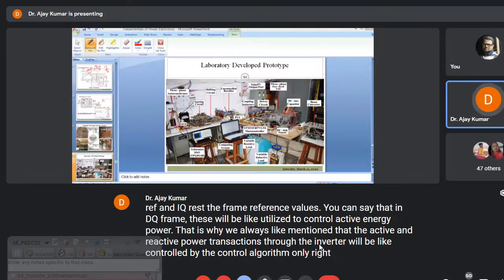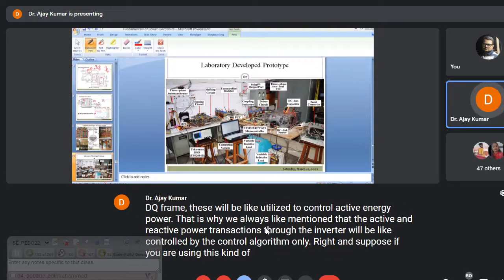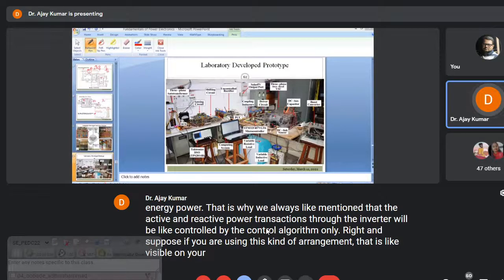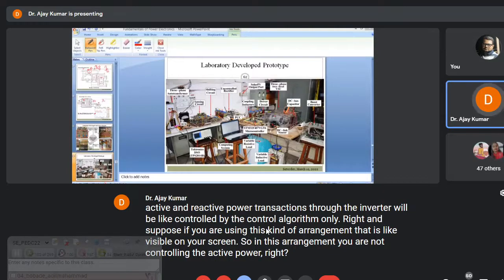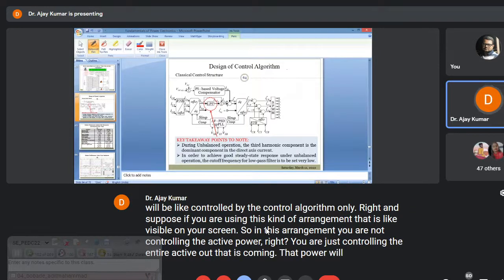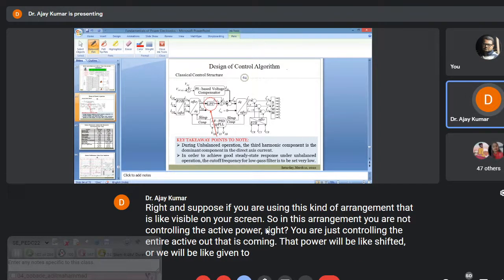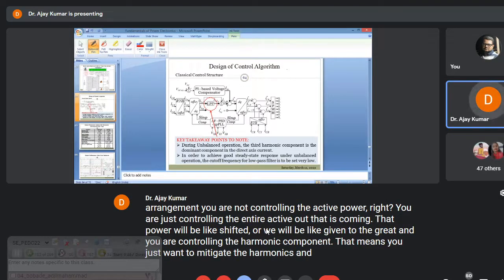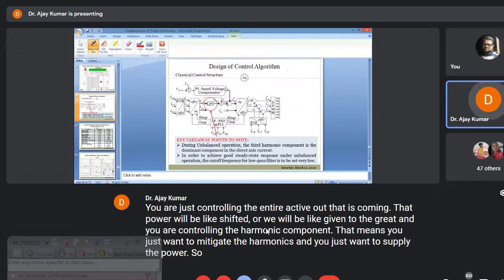And suppose you are using this kind of arrangement that is visible on your screen. In this arrangement, you are not controlling the active power, right? You are just controlling the entire active power that is coming. That power will be shifted or given to the grid, and you are controlling the harmonic component. That means you just want to mitigate the harmonics and supply the power. So both things will be there simultaneously, but control will not be there.